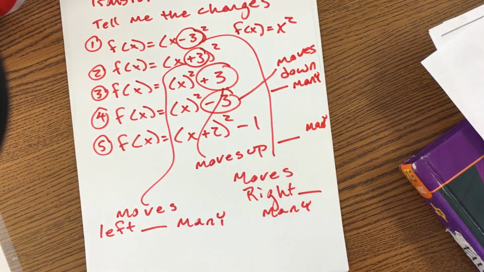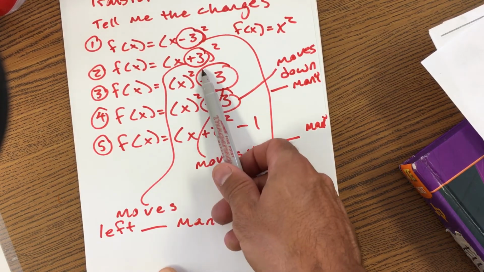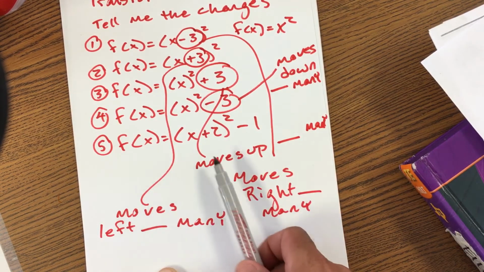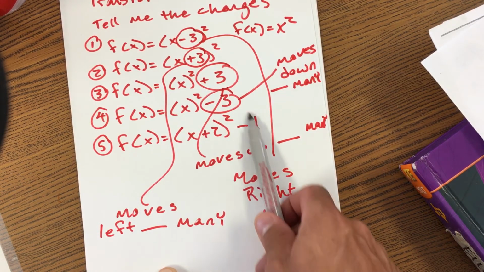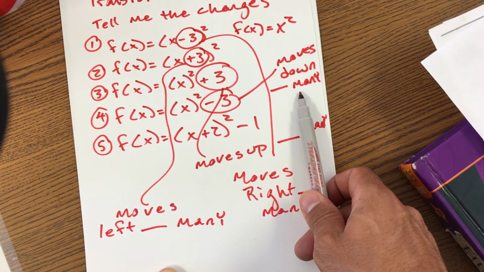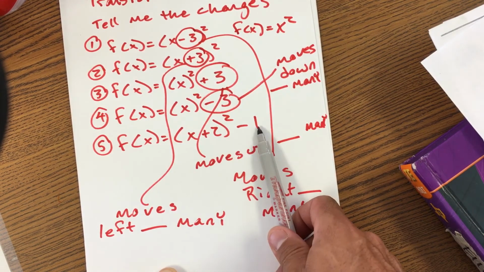Now when we say the blank, we just say the number. We never say the negative sign. We just say the number. So when I'm looking at this, one's a plus. Plus tells me it moves to the left. So this is going to move left 2. This is a minus. Minus means I move down. So this is going to be down 1. So I would say left 2, down 1.